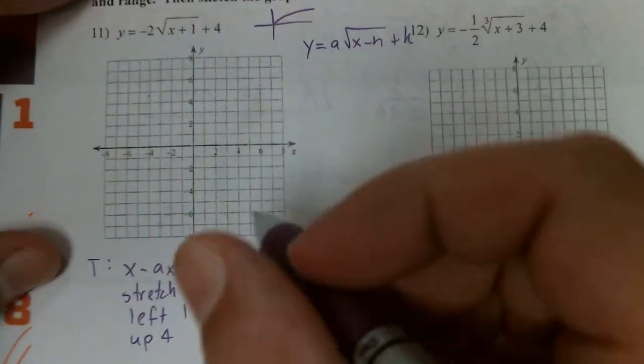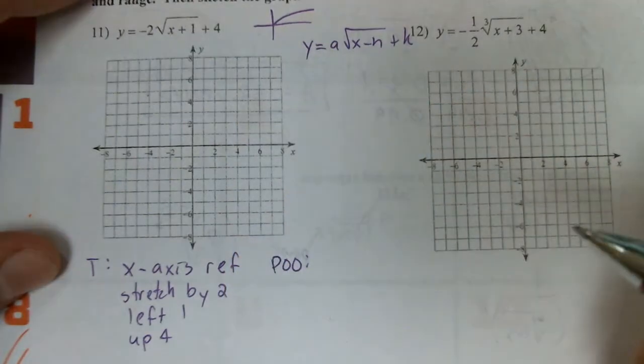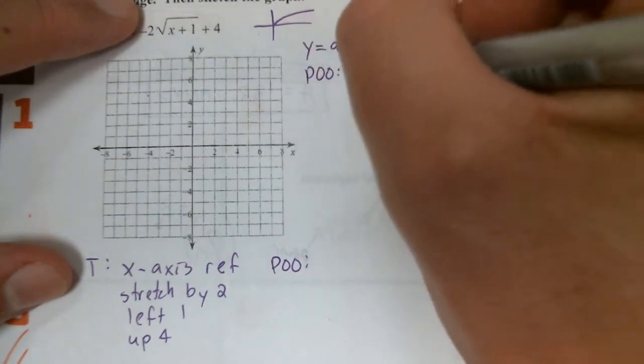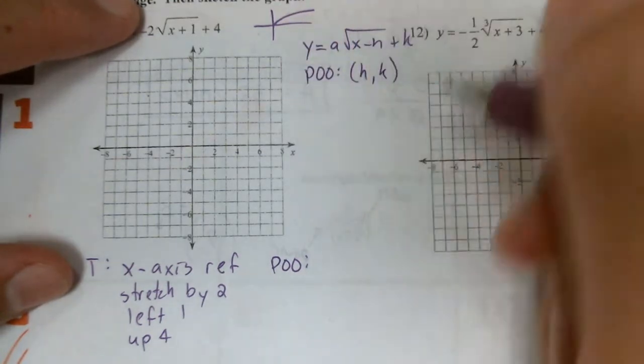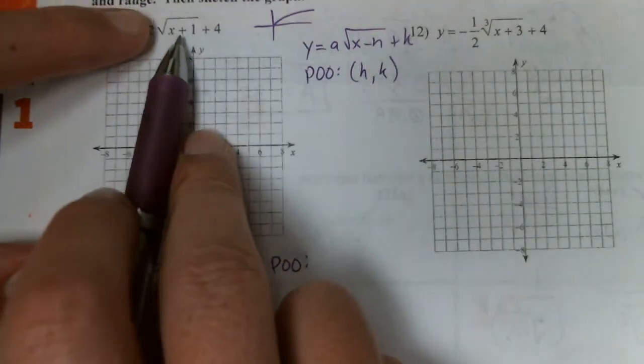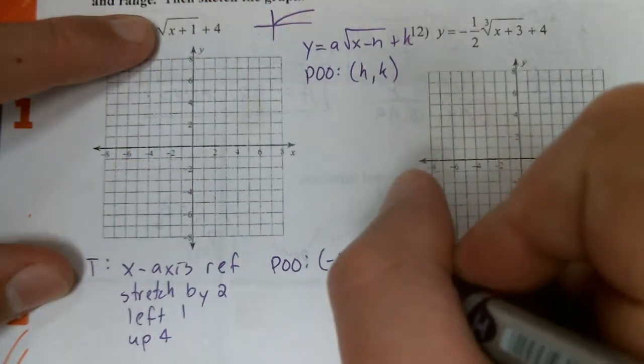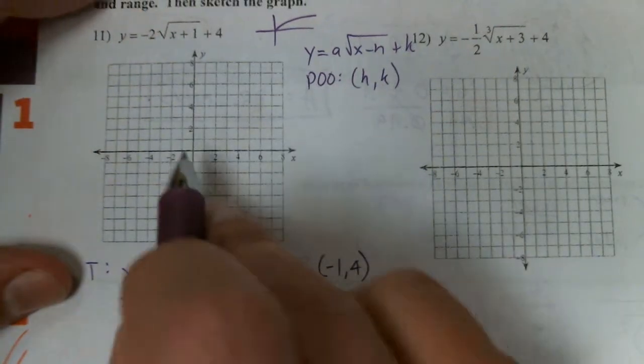Okay, and then what is my poo? Yes, we call it poo. That's the point of origin. The point of origin, the poo, is just your h comma k. So for the poo, I flip that sign. That's going to be a -1, and I leave that sign alone. So -1 comma 4. All right, so let's go ahead and plot that.